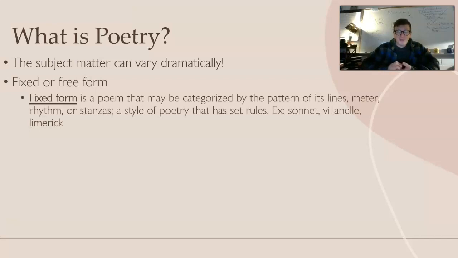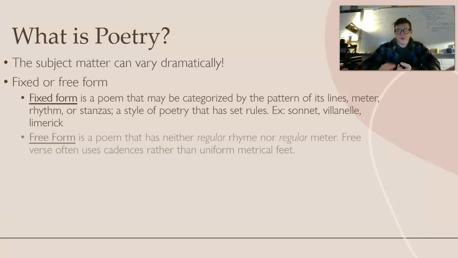Fixed or free form. Fixed form is a poem that may be categorized by the pattern of its lines, meter, and rhythm or stanzas. It's a style of poetry that has set rules, for example a sonnet, a villanelle, a limerick. Sometimes people have their own fixed form. They say, okay, I'm going to write a poem where every stanza has 5 lines, and each of those 5 lines is going to have 12 syllables. I can make my own fixed form, and if I'm consistent, then it is a fixed form. It doesn't have to be a traditional fixed form.